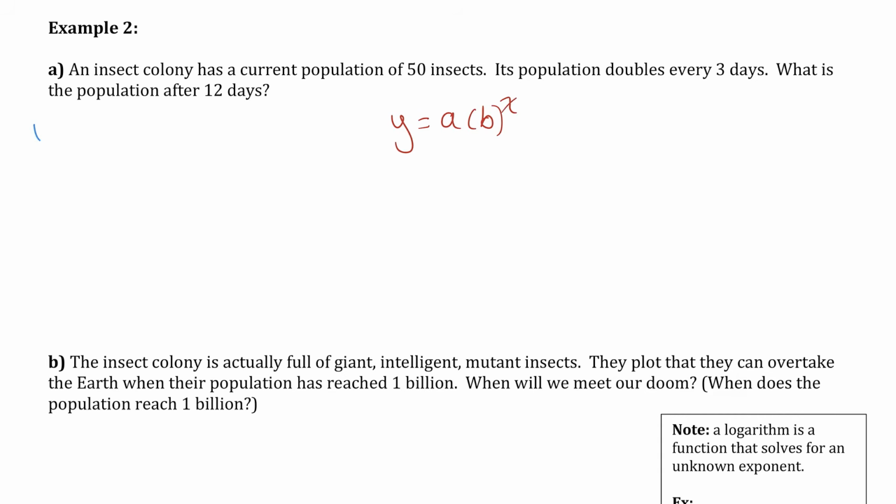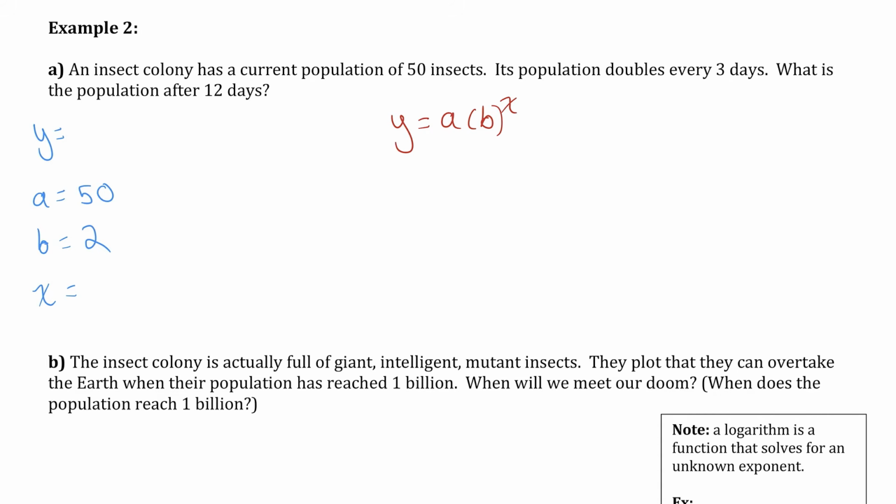And from the question, let's try and pull out which of those 4 parameters we know and which one we don't know. So it has a current population of 50. I know a is used for the initial population, so we'll say a is 50. The population is doubling every 3 days. So the common ratio, or the growth factor, is going to be 2. It's repeatedly being multiplied by 2, so my b value is 2. And it doubles once every 3 days.